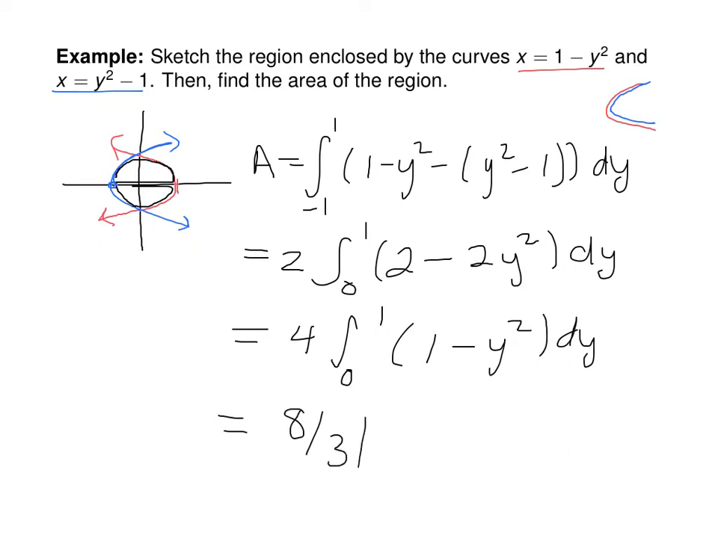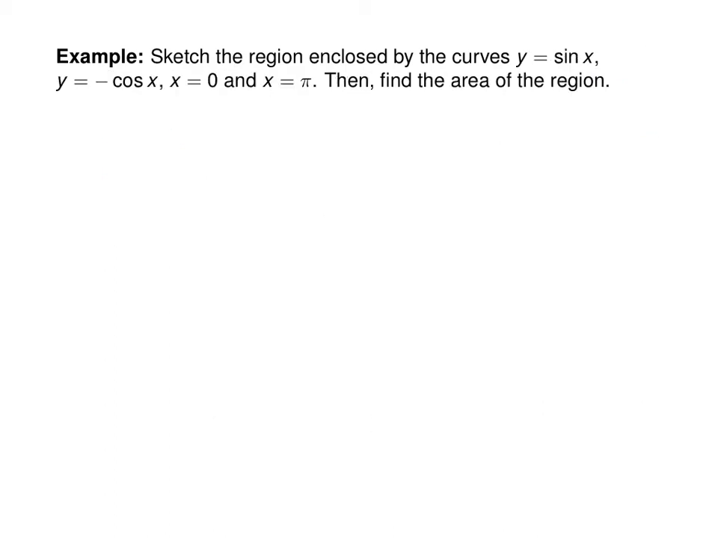So feel free to check that and make sure that I can actually do arithmetic. Now next, suppose we have the region enclosed by y equals sine x, y equals negative cosine x, x equals 0, and x equals pi.